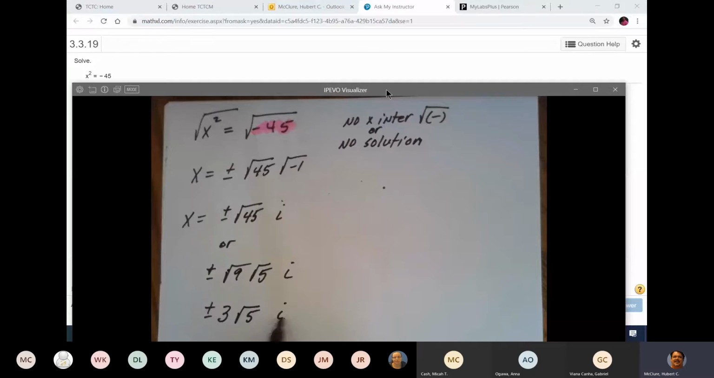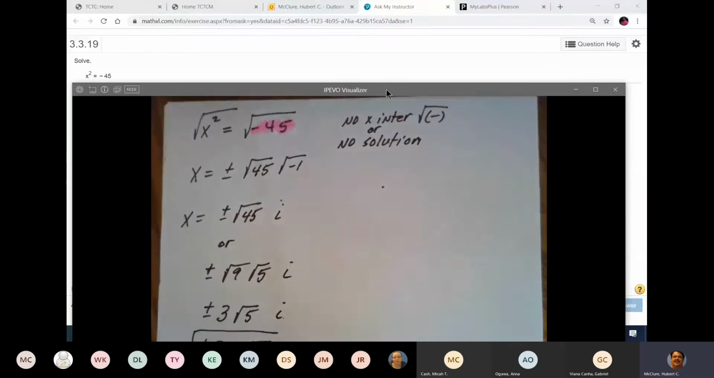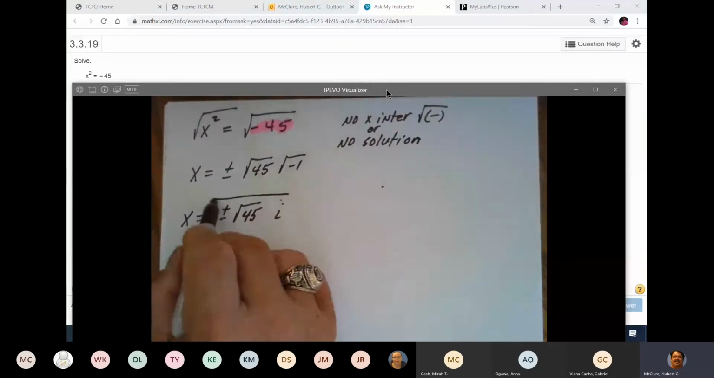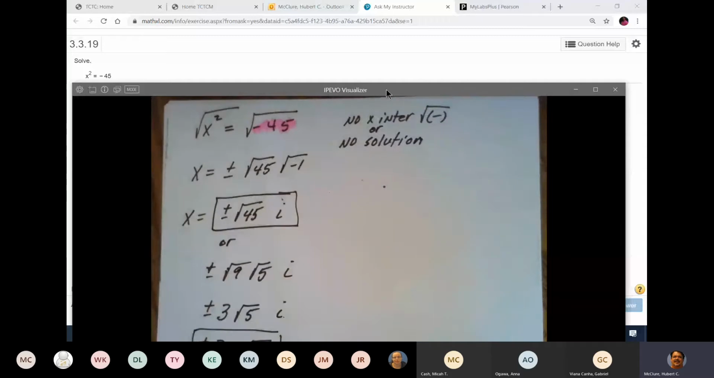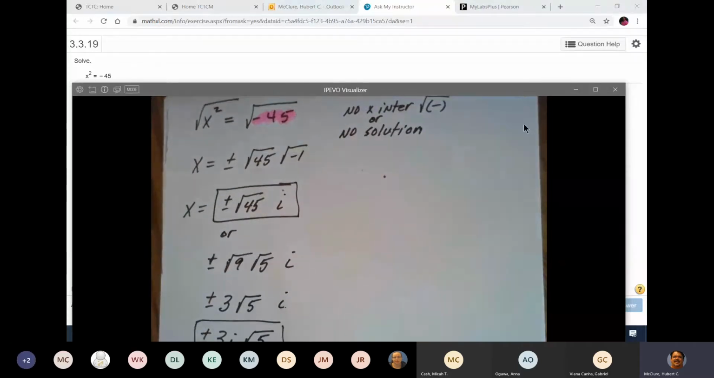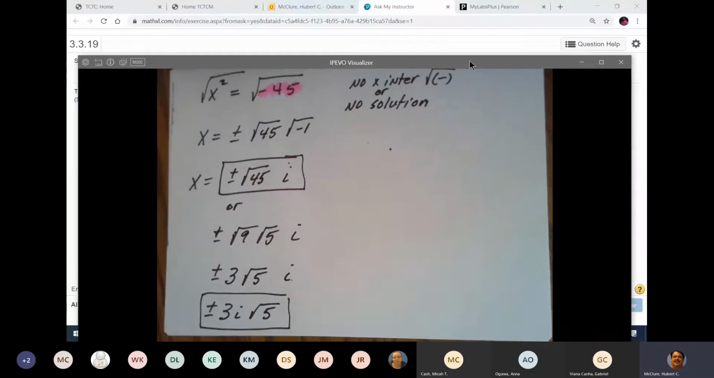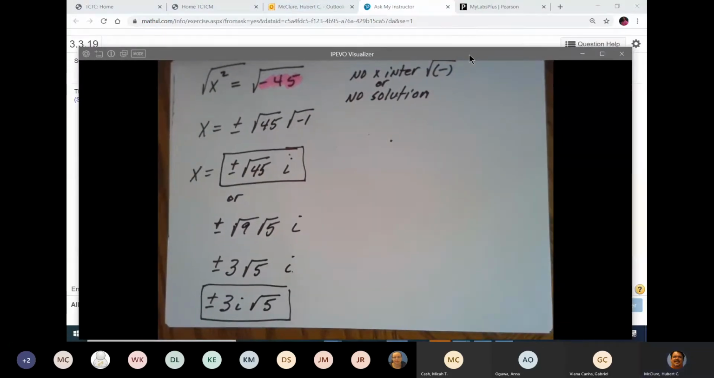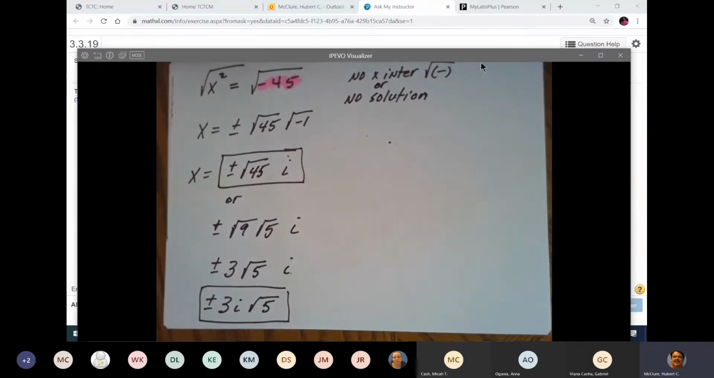And that's going to be positive or negative 3 square root of 5 times I. And they'd like for you to put the I with the 3, positive or negative 3I times square root of 5. That's one possible answer. This is the other possible answer. And then the last one is to actually take the square root of 45 with a calculator. But they're not going to ask you to do that. Because this is I, that means there's no x-intercepts. This is a test question.